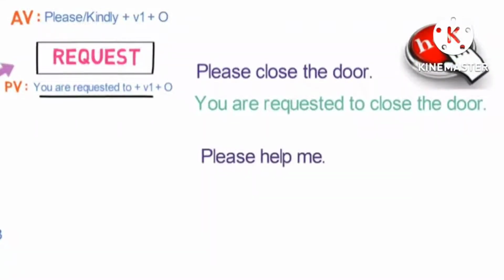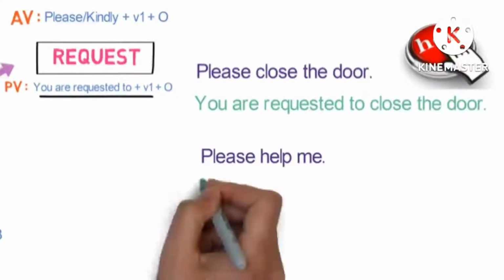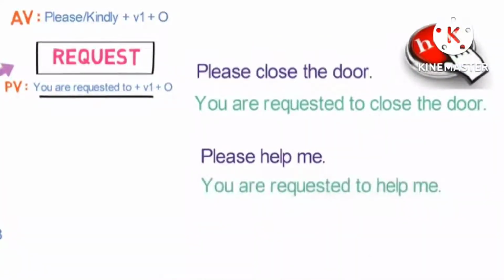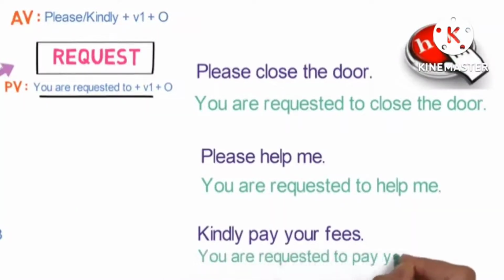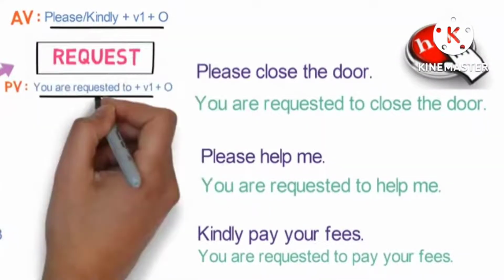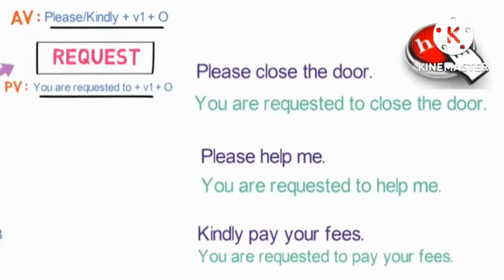Please help me. Converting it to the structure, you are requested to plus verb's first form plus object, it becomes you are requested to help me. Let's look into one more example of this kind. Kindly pay your fees. Converting it to the passive form, it becomes you are requested to pay your fees. Do remember the structure of active and passive in case where the help or request is asked.